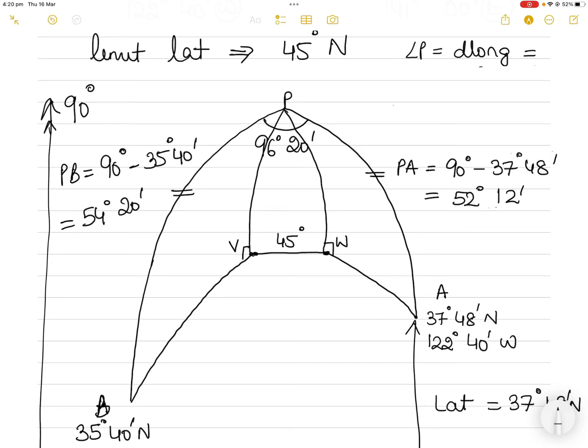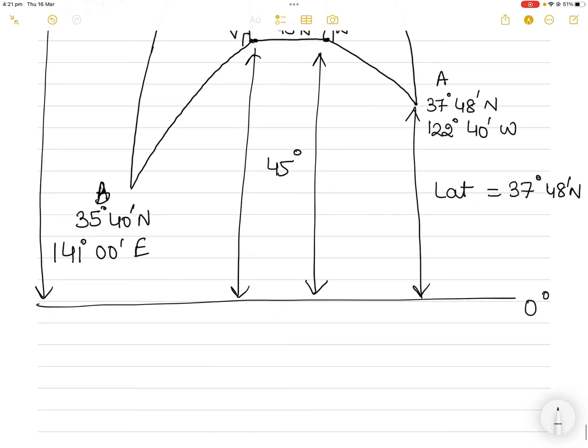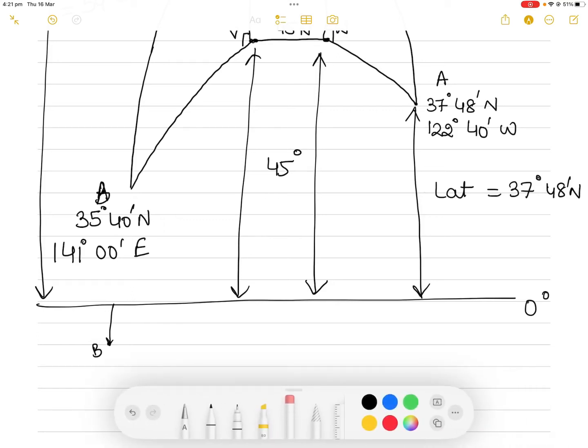And I know my angle P already, right? Is there anything else I know? I know PV because the latitude of the vertex is 45 degrees north. So PV will be 90 minus 45 degrees, and PW will be 45 degrees as well, because the latitude of V and W is 45 degrees from the equator. Remember, if your B was below the equator, you would add to 90 the latitude of B. Any time you have a latitude in the north and a latitude in the south and you have drawn it with respect to the North Pole, you will add the value of the latitude instead of subtracting it from 90. Hopefully we'll do an example and that becomes clear to you.